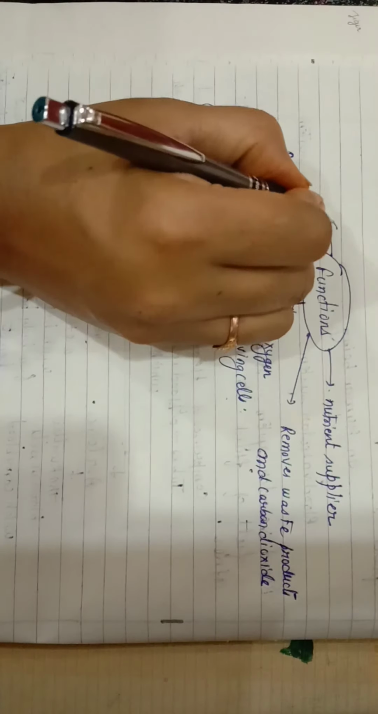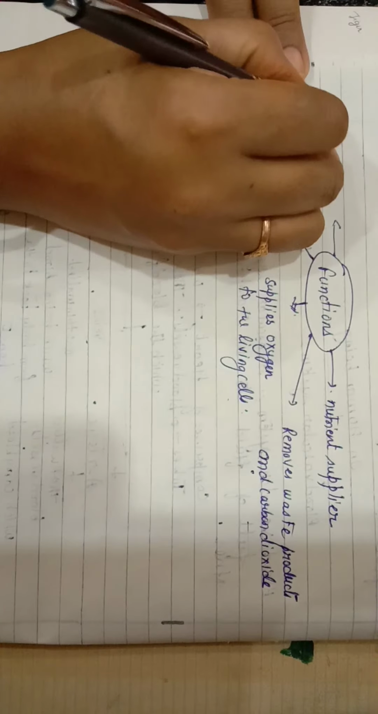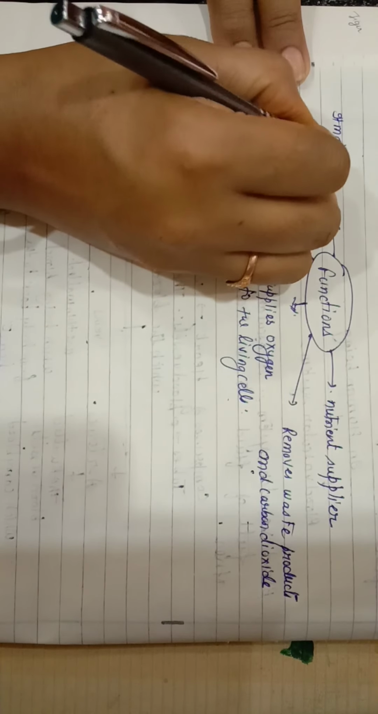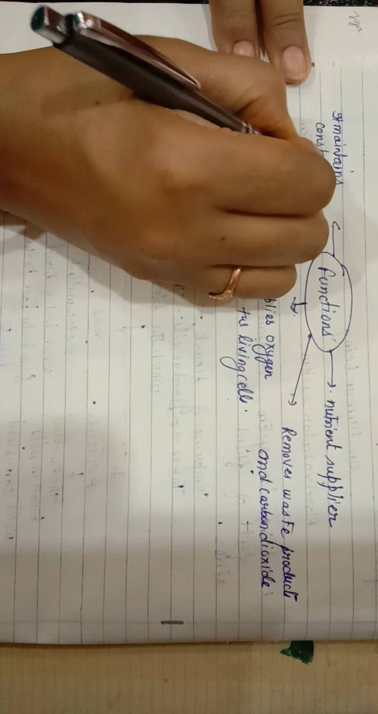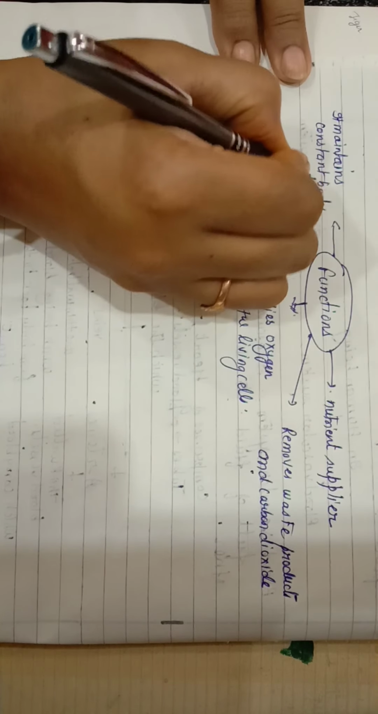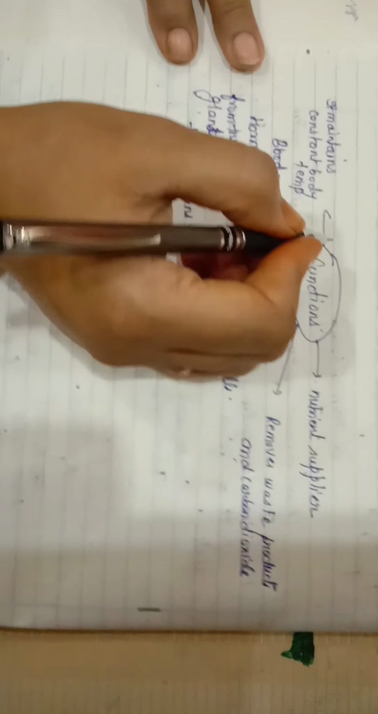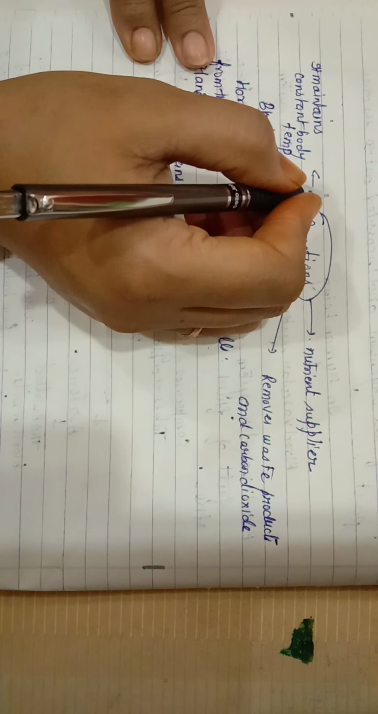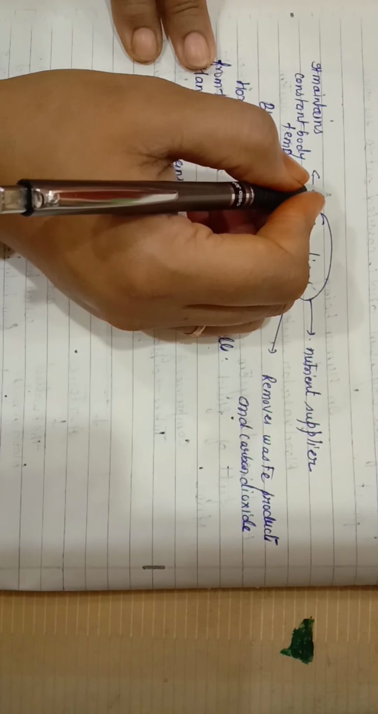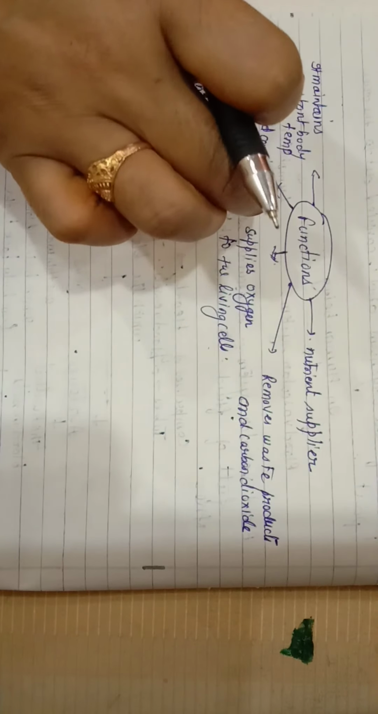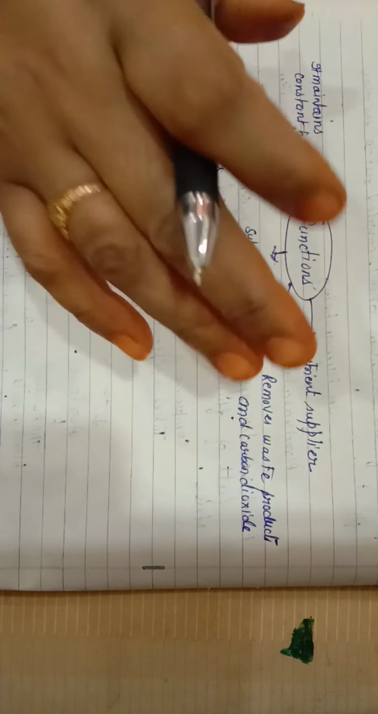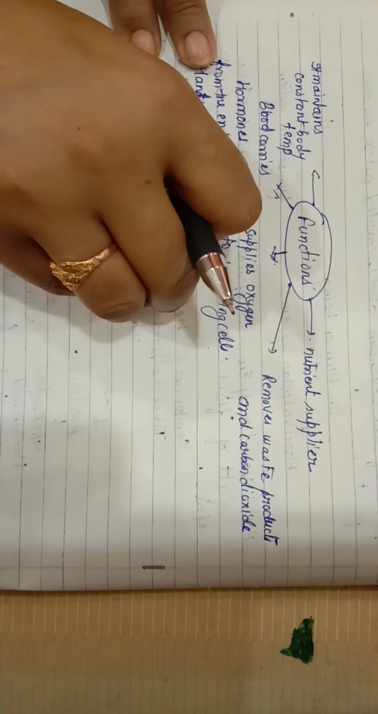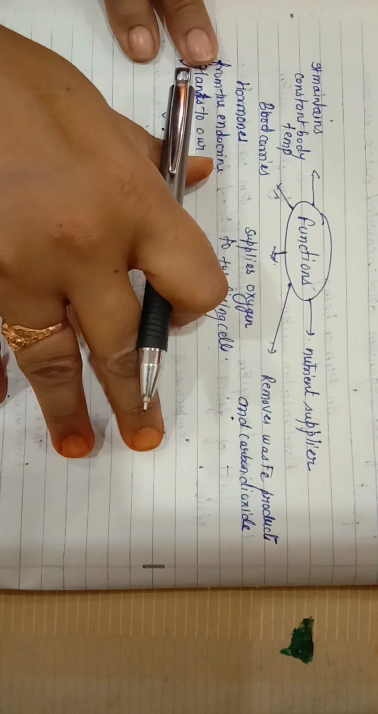Now the next function of the blood is that it maintains constant body temperature. How does it maintain the constant body temperature? By distributing the excess heat from the deeply seated organs. It maintains the body temperature of human beings.